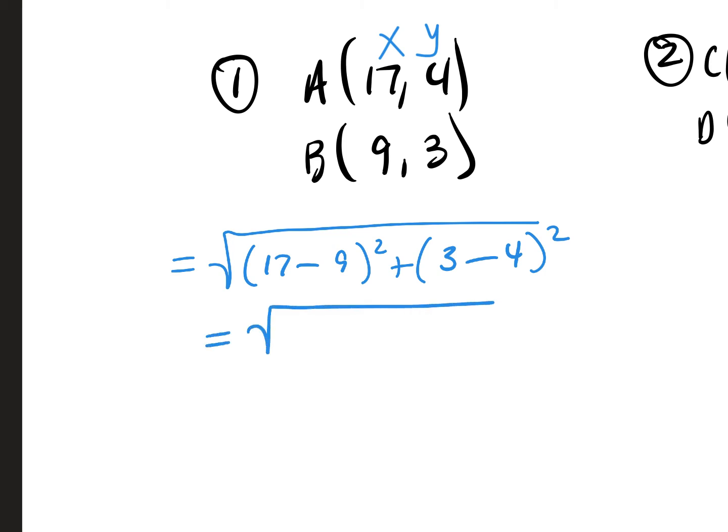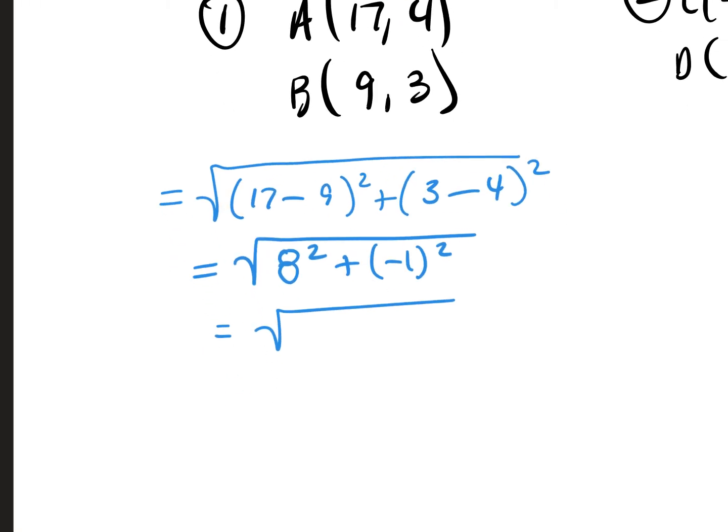But what is 17 minus 9? 8. So I have 8 squared plus, what's 3 minus 4? Negative 1 squared. Okay. What's 8 squared? 64 plus 1. So I have the square root of 65. Does that break down? Yep.